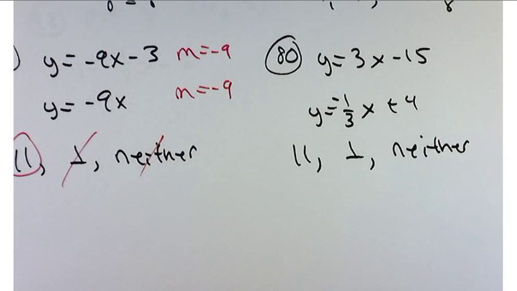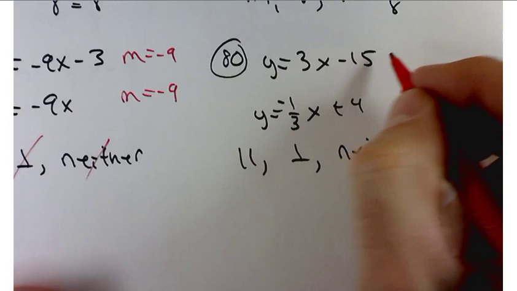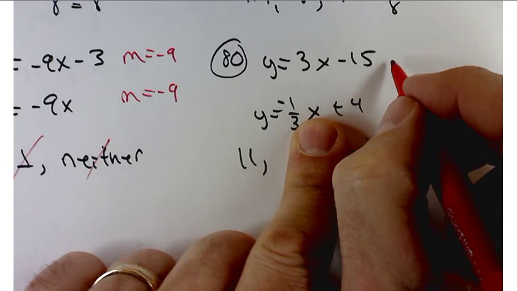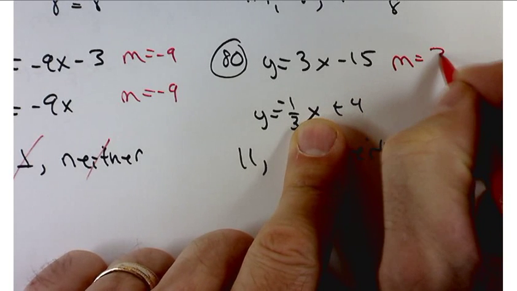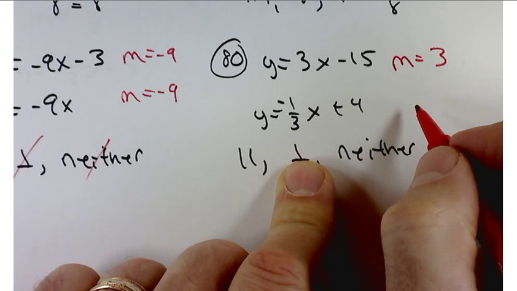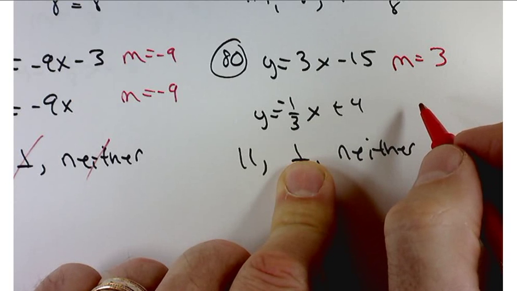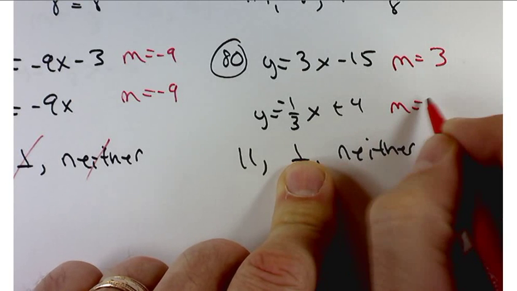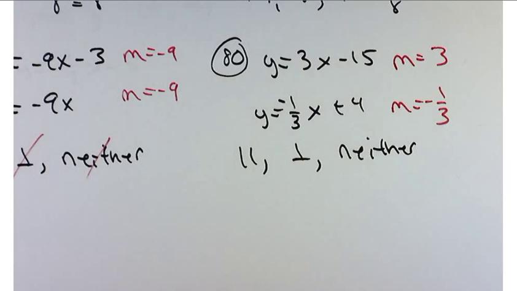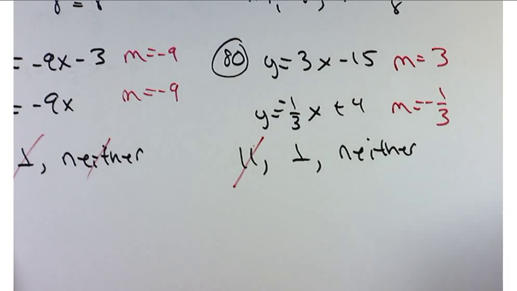So, first things first, determine the slope of each of these lines. What's the slope of the first one? 3. Slope of the second one? Negative 1/3. All right. Ted, are these parallel, perpendicular, or neither? Good. They're certainly not parallel, right? You can knock that one off because they're not the same.